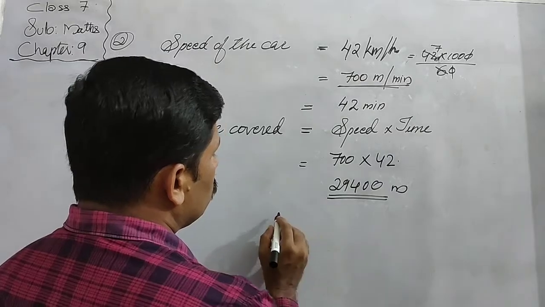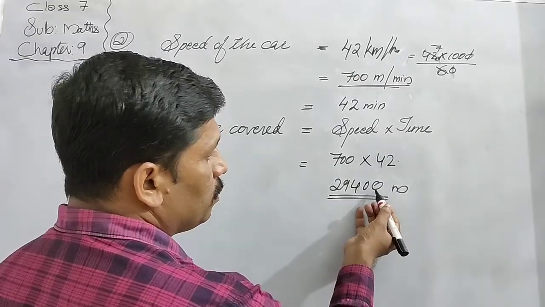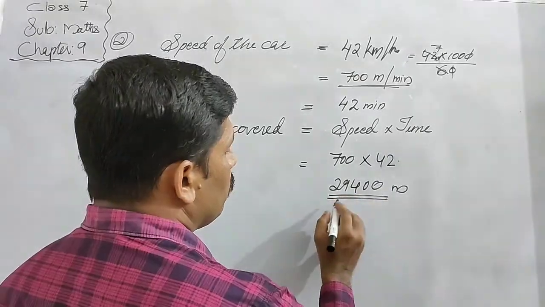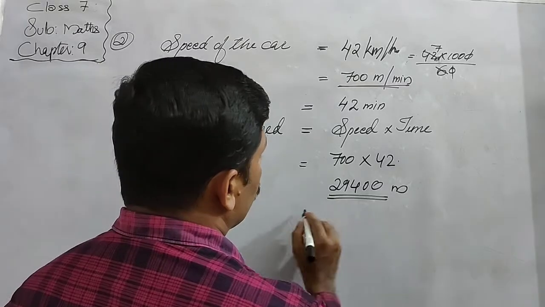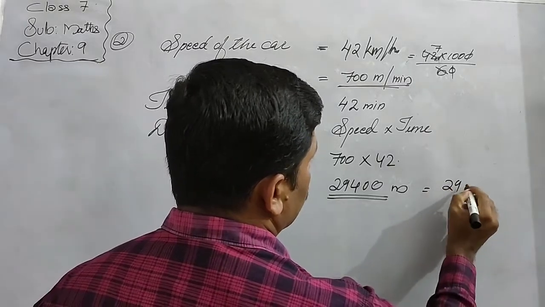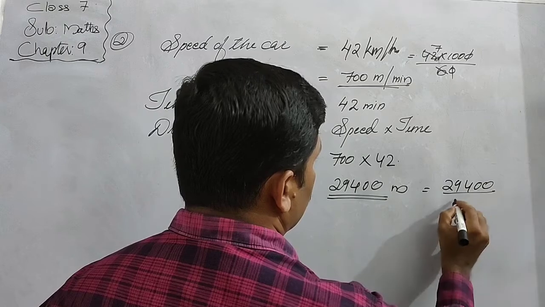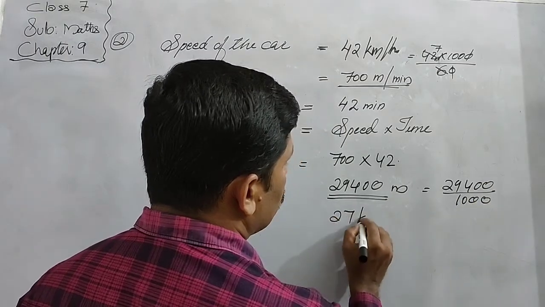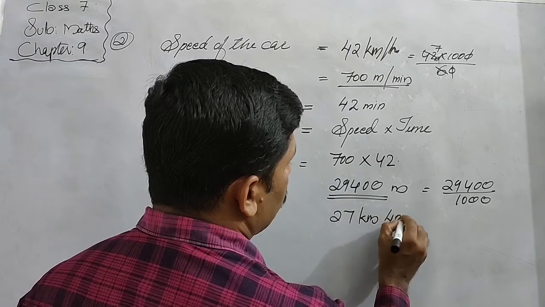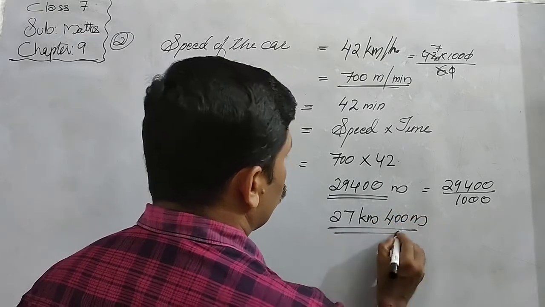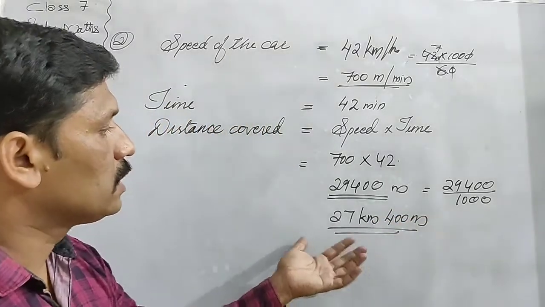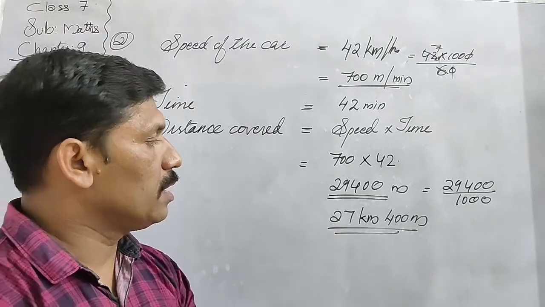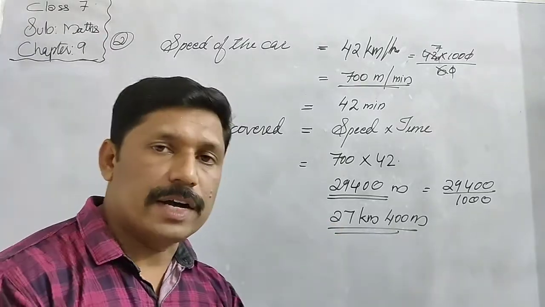That we can convert to kilometers. In order to change meters into kilometers, we divide it by 1000. That is equal to 29,400 divided by 1000, which is 29 kilometers and 400 meters. So totally in 42 minutes he travels 29 kilometers and 400 meters.